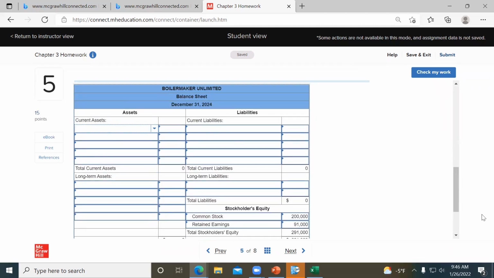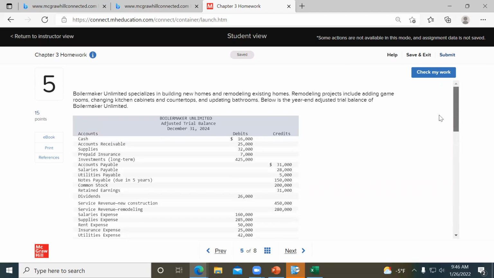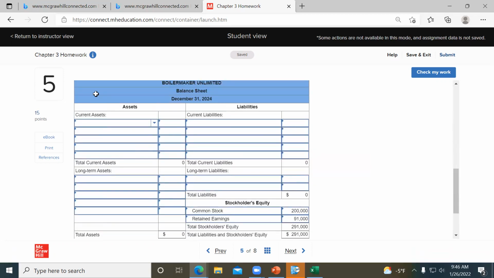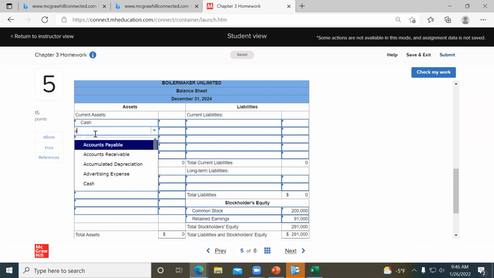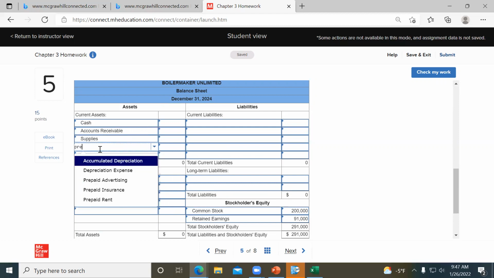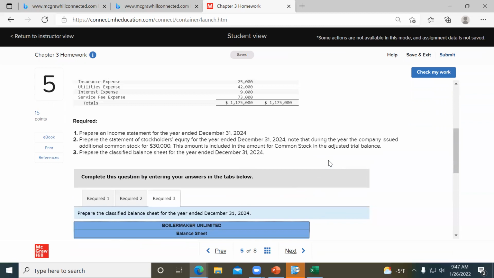Current assets. The current assets generally include cash, accounts receivable, supplies, and prepaid insurance. Okay? Cash, accounts receivable, supplies, and prepaid insurance. Okay, then our long-term asset is going to be our investment.